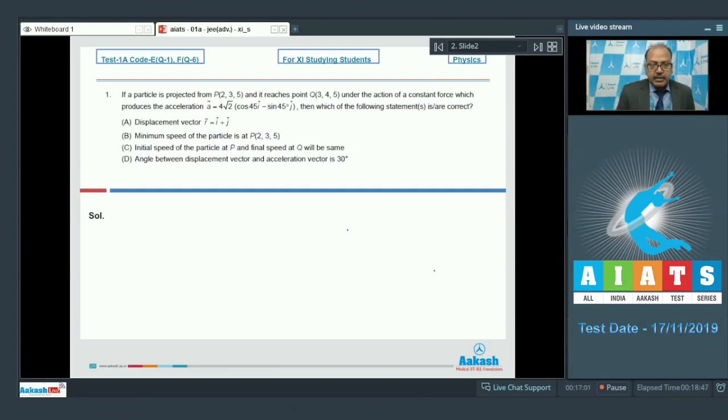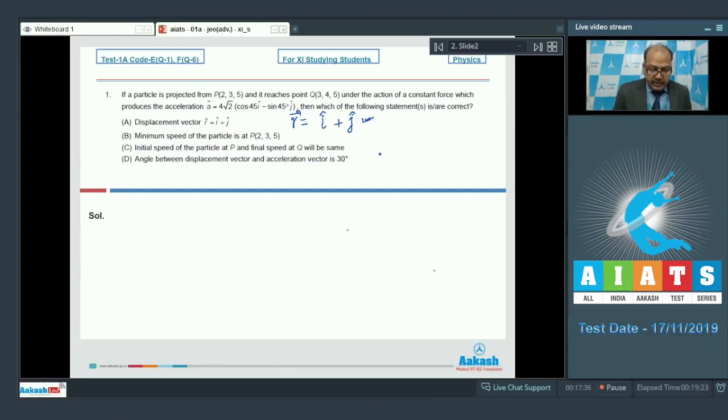Well, it's very simple to find the displacement vector. This is the final position vector minus the initial position vector, and this is equal to 3 minus 2, or simply î, plus 4 minus 3, ĵ, plus 5 minus 5, which is 0 k̂. So this is the displacement vector.